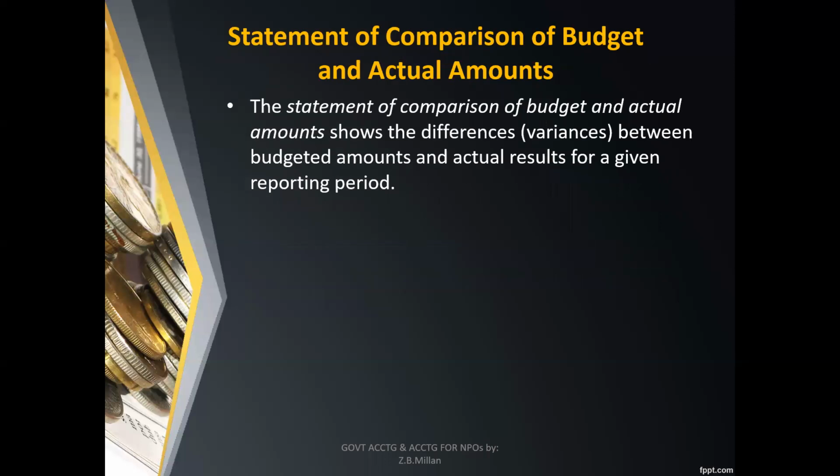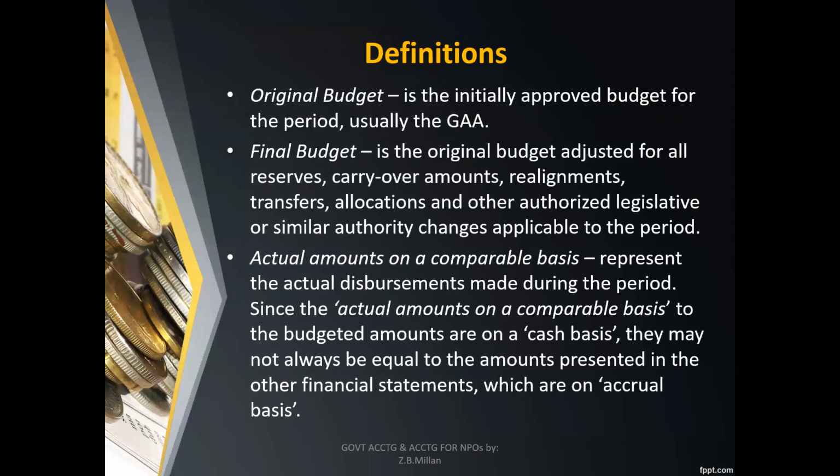And you have here a statement of comparison of budget and actual amounts. This is the fifth component. The statement of comparison of budget and actual amount shows the differences or the variances between the budgeted amounts and the actual results for a given reporting period. So you will see the variances against budgeted and the actual.